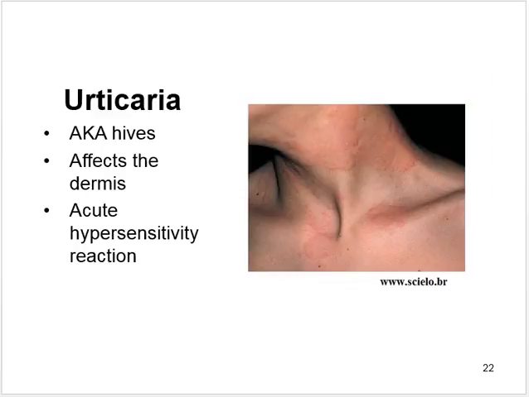Okay, now, urticaria. This is also known as hives. It affects the dermis. It's an acute hypersensitivity reaction. A vascular reaction of the skin causes intense itching and rapid inflammation as a reaction to foods, medications, or other external irritants. An eruption of wheals, which are smooth, slightly elevated edematous areas that are redder or paler than the surrounding skin. And you see this is the urticaria, okay? So this is a slightly elevated lesion, okay?